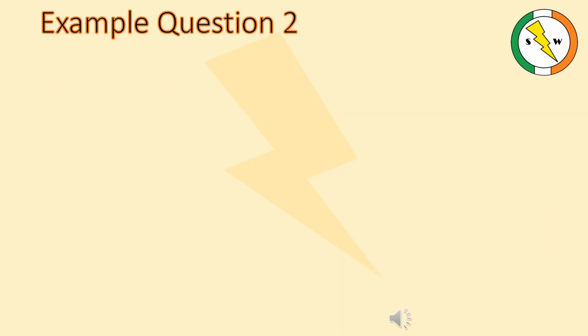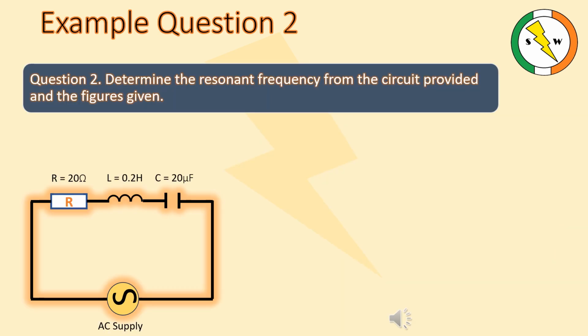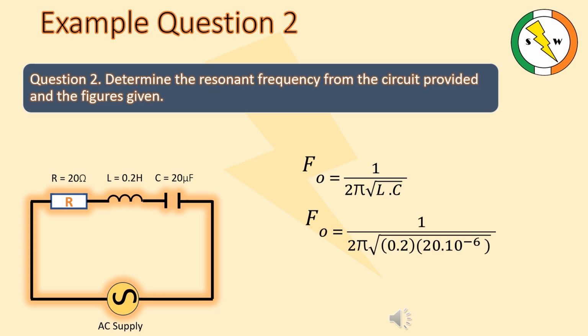Example question 2. Determine the resonant frequency from the circuit provided and the figures that are given. So R equals 20 ohms, L equals 0.2 henries, C equals 20 microfarads. Like before, we just disregard R, and then step 1 we skip because we're given the circuit. So step 2, write the formula, probably for half the marks. Step 3, put in the figures that you're given. And step 4, find the answer. In this case, the resonant frequency is 79.58 hertz, and that's full marks again.